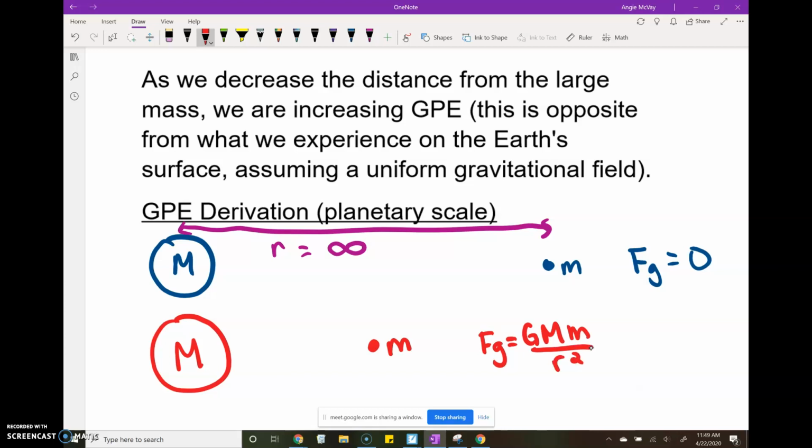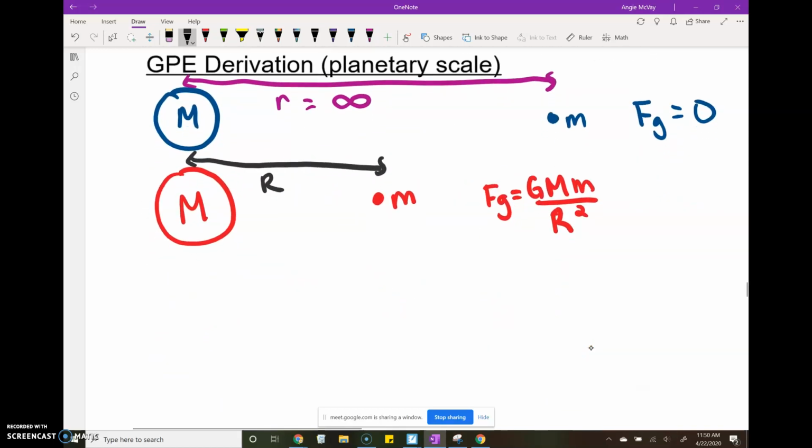Okay, and we're going to call this distance, instead of little r, to differentiate it from this one, capital R, because it's going to be a specific distance. If we use little r as a generic distance from center to center, we can call this specific distance that they're apart capital R. All right, now how much work is being done by gravity bringing the mass in from infinitely far away into this specific position?